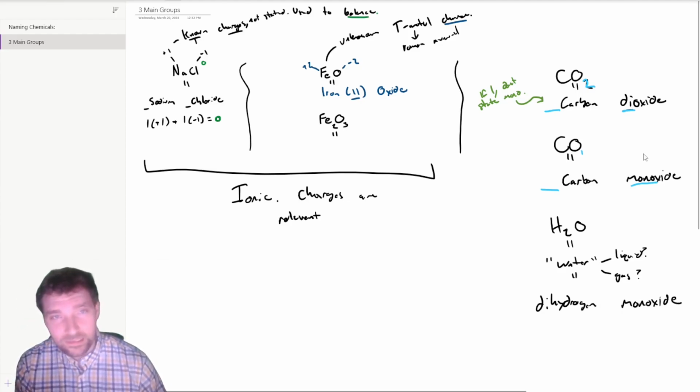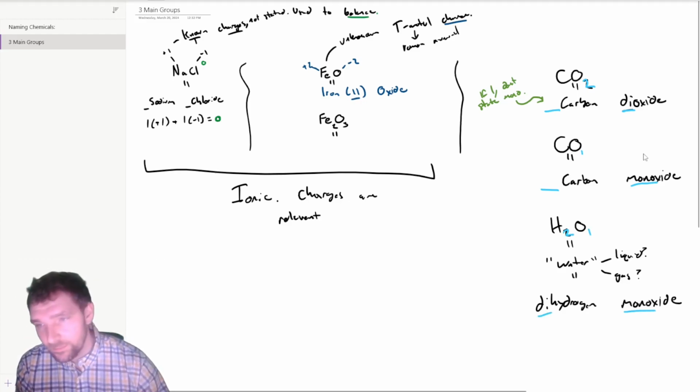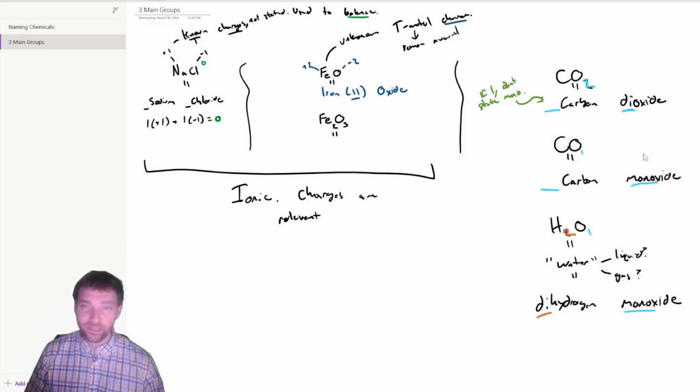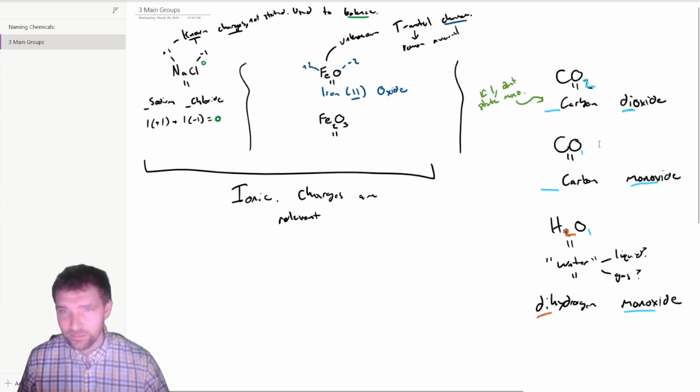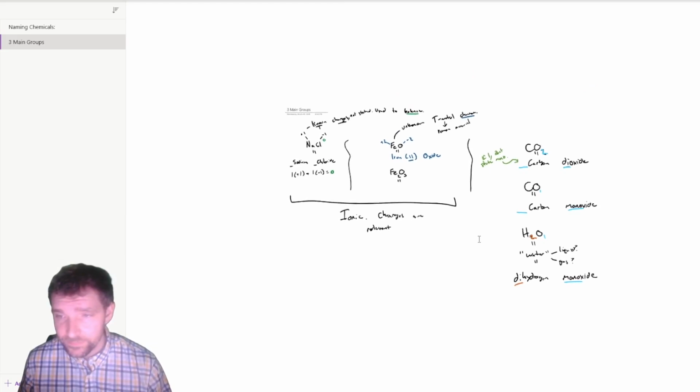So here you can see that we do need to give the mono and the di because there's 2 of these and there's just 1 of those. So if charge is no longer relevant, you need to say the number of atoms. If charge is relevant, use those. That's the main idea.